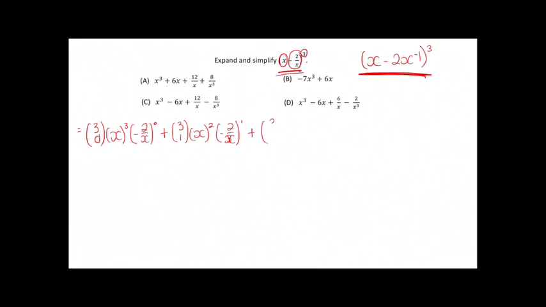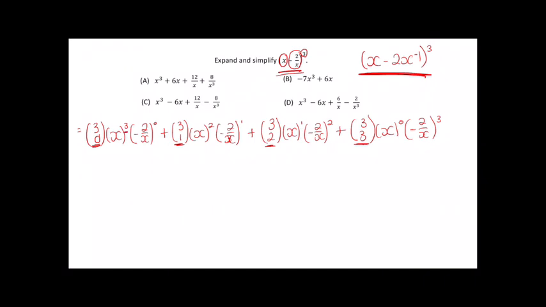Then I'm going to add on 3, choose 2. X to the power of 1. Negative 2 over x to the power of 2. And I'm going to add on 3, choose 3. X to the power of 0 minus 2 over x to the power of 3. I'm just going to run through some checks, make sure that I've definitely got this right. So I started off at 3, choose 0. I've progressed to 3, choose 1, 3, choose 2, 3, choose 3. So I'm quite happy with that.